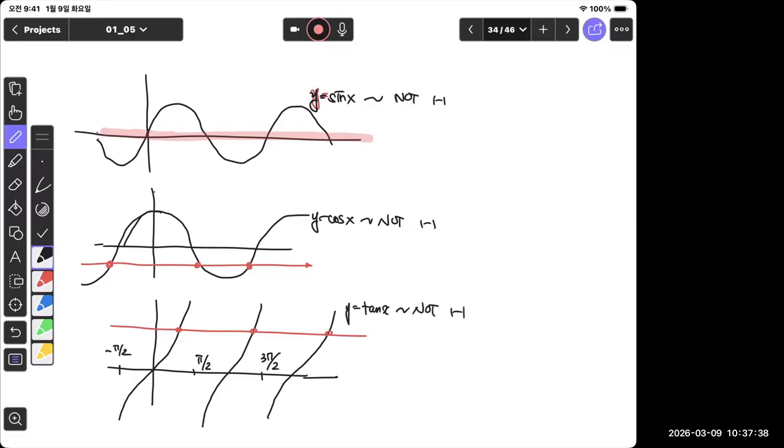And we have similar situations with the cosecant, secant, and cotangent functions. So these trigonometric functions are not one-to-one. So we cannot think of the inverse functions, right? But the problem is this.